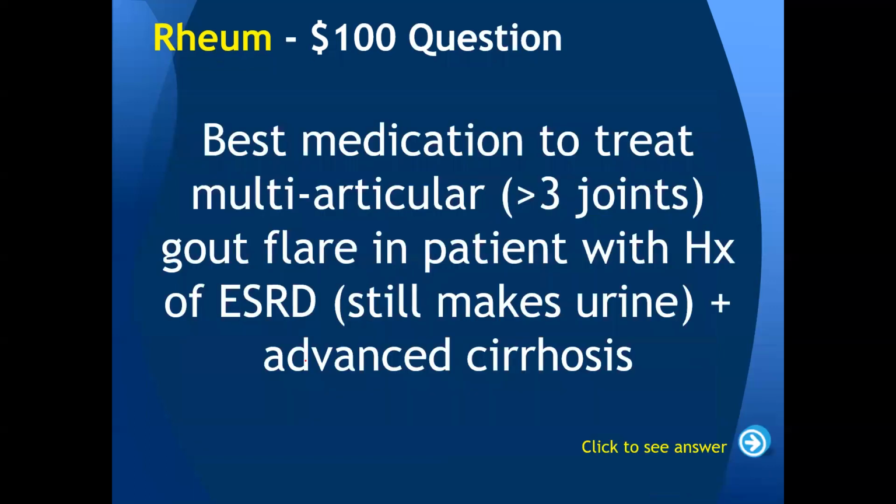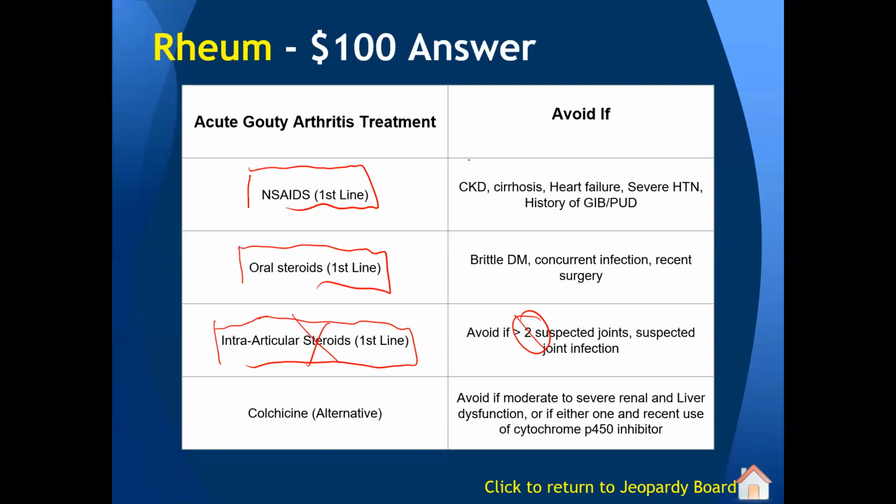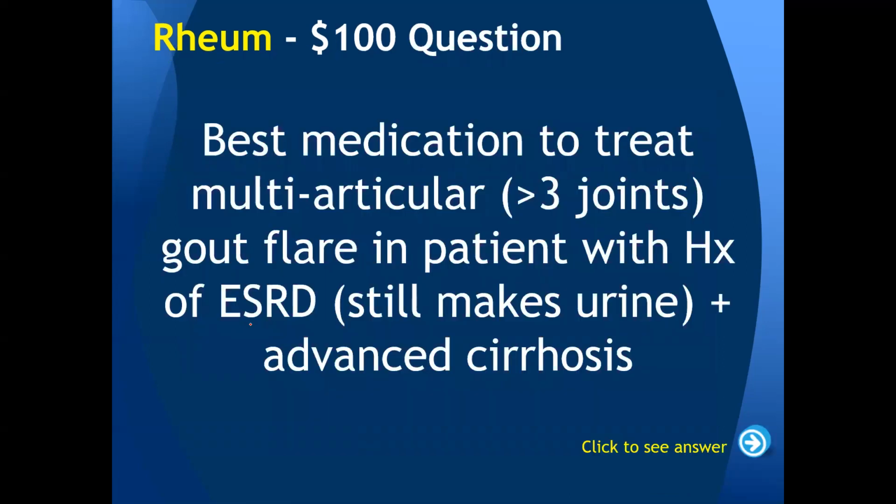NSAIDs, why couldn't we do NSAIDs? A couple of reasons. The patient has end-stage renal disease and they're still kind of making urine, so they might have a little bit of renal function left. And they also have advanced cirrhosis, so NSAIDs were out as well. Colchicine is kind of an alternative, so it's not what you originally would go for in an acute flare. And the other reason you couldn't really do this in this patient is that they have end-stage renal disease and advanced cirrhosis. So both of those together is a contraindication.